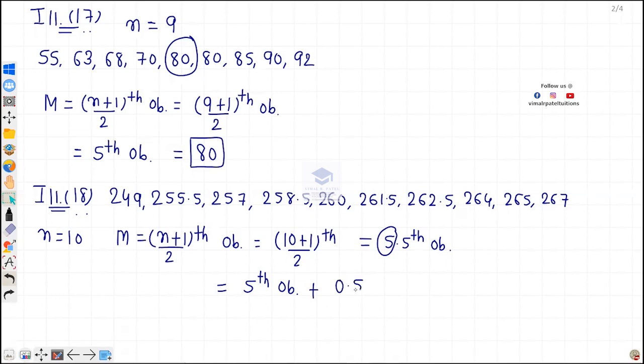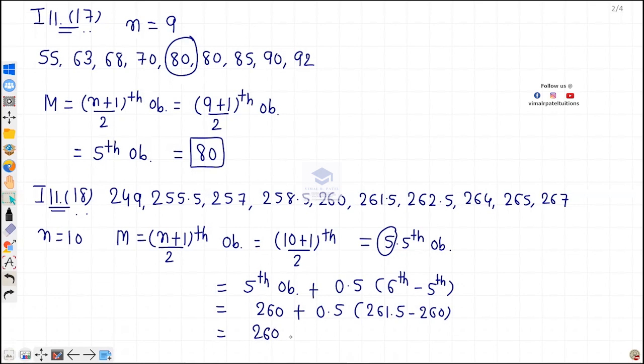So 0.5. After the fifth observation, if the next observation is the sixth, then it is the fifth observation plus 0.5 into (sixth minus fifth observation). Suppose it is 8.5, then the eighth observation plus 0.5 into (ninth minus eighth observation). So now your fifth observation is 260 plus 0.5 into the 6th observation, 261.5 minus 260. So 261.5 minus 260 is 1.5, into 0.5, so it will be 0.75. So your answer will be 260.75.